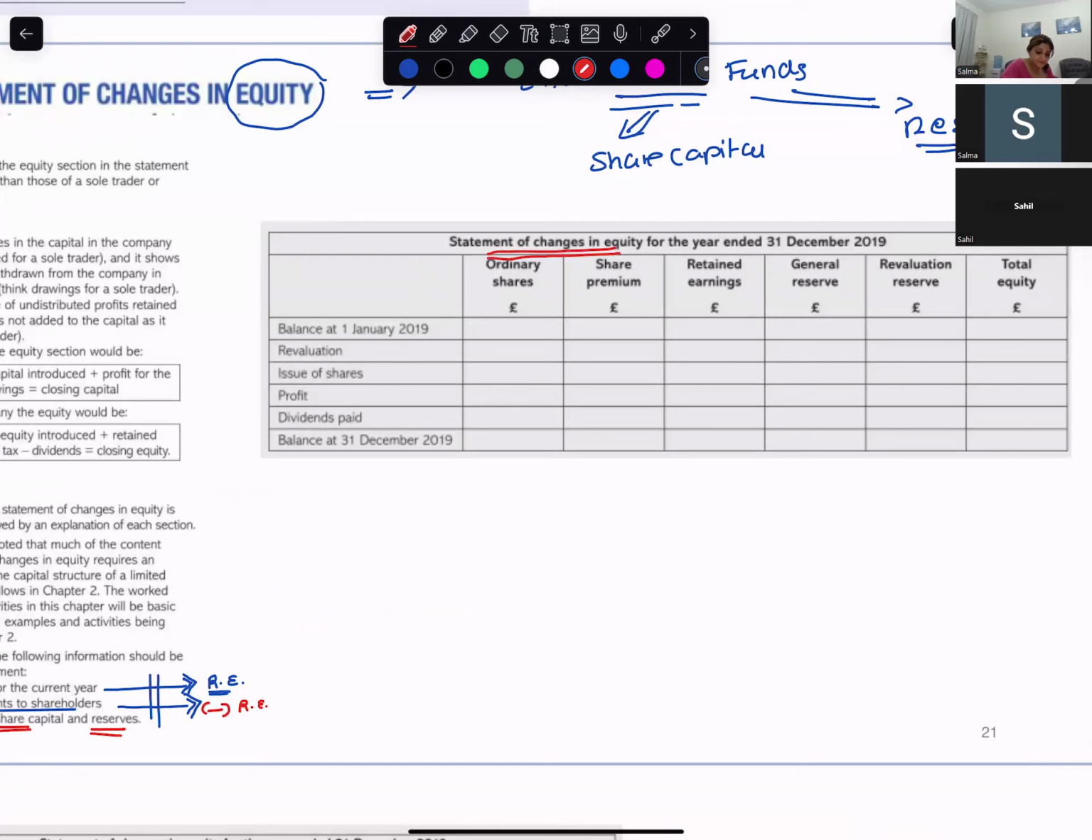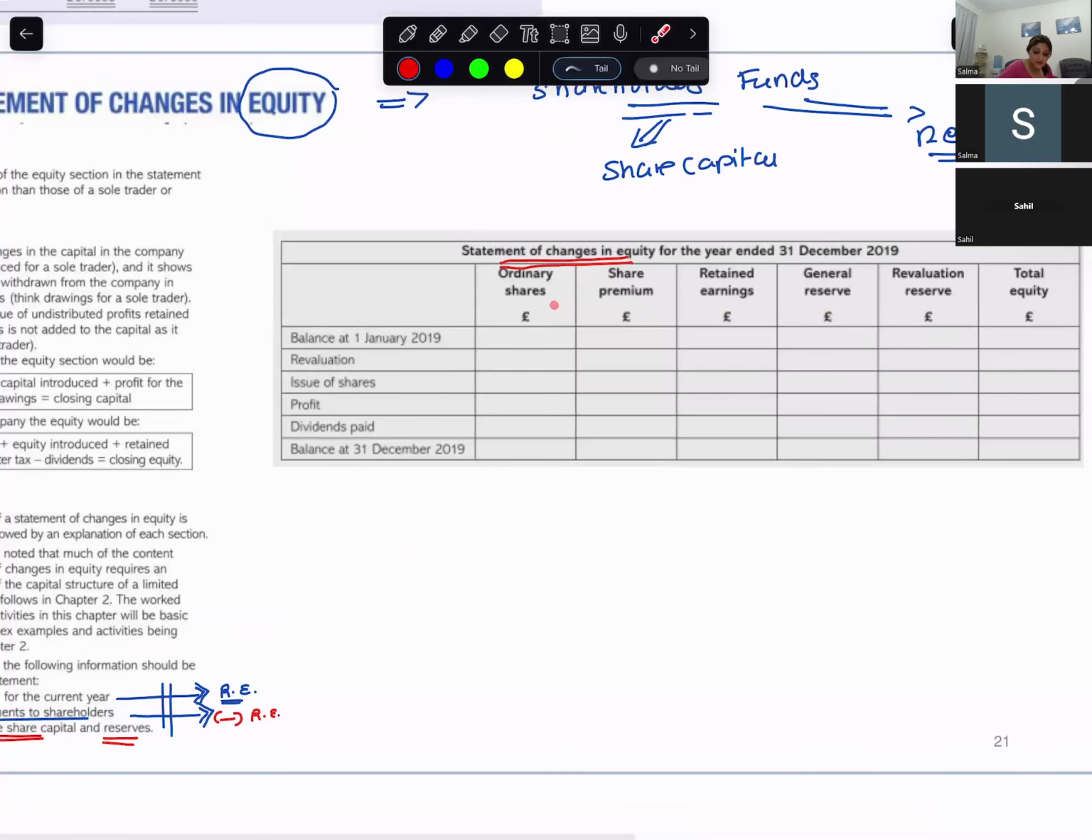Are you with me? Yes. In your statement of changes in equity, the maximum number of columns that you have would be this. First would be your shares, then your share premium. Please note, share premium is also profit which is earned and it belongs to the shareholders. When do you earn this profit? It's when you sell a share at a higher price, when you sell the shares at a price above the face value.